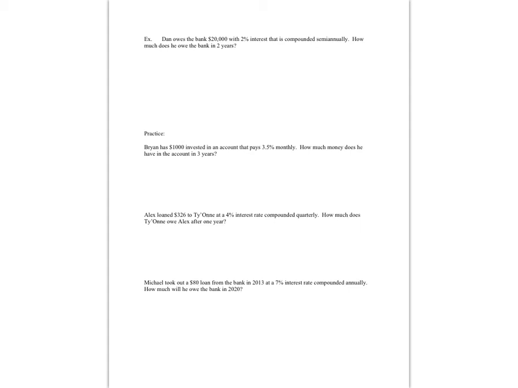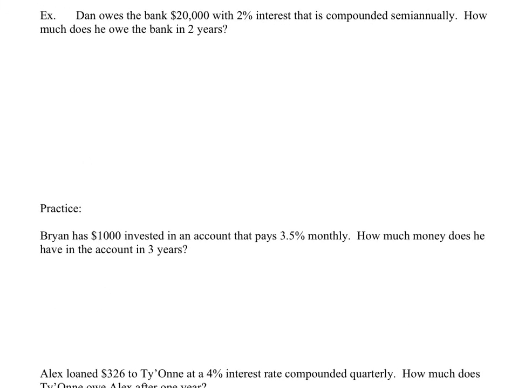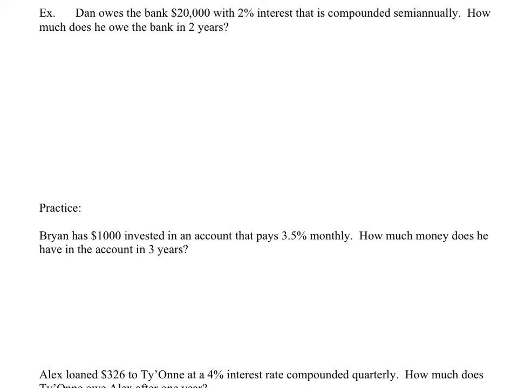All right, we're going to do a couple practice problems here on the back. So the first one is basically the example that there was on the front, but now we've got a question involved as well. So Dan still owes the bank $20,000 with 2% interest. It's being compounded semi-annually, and we know that that word there is going to mean twice per year. How much does he owe the bank in 2 years?